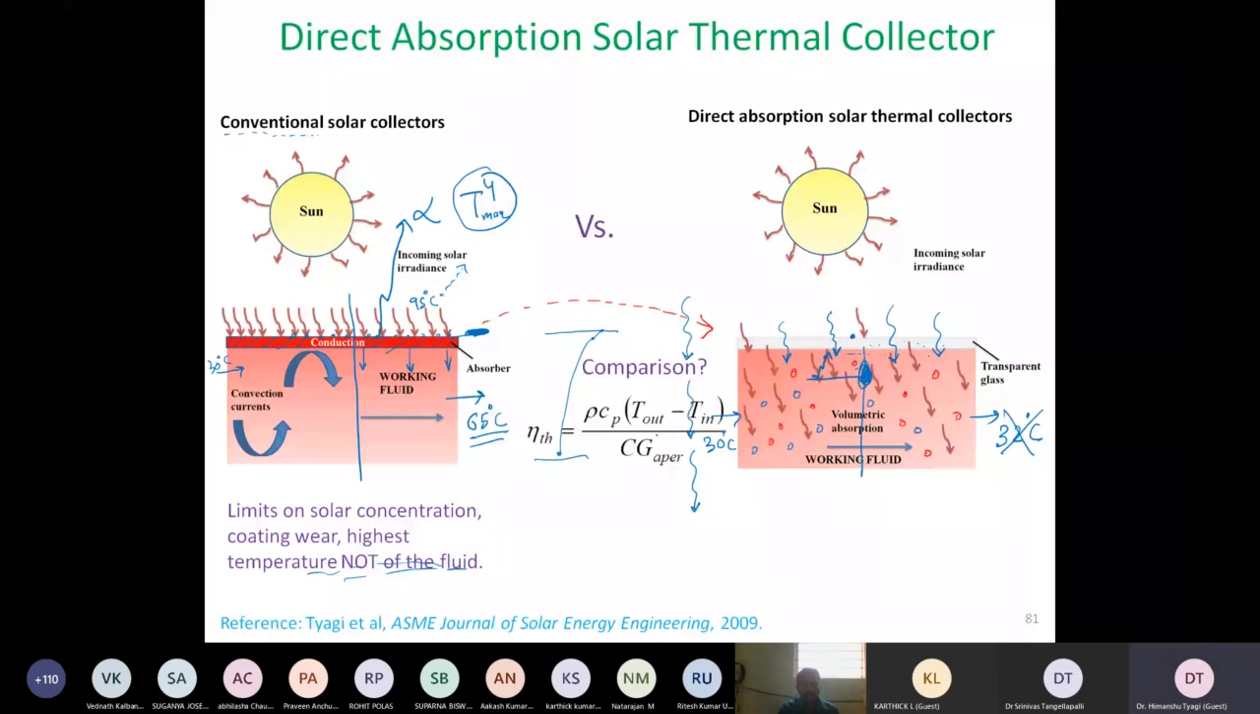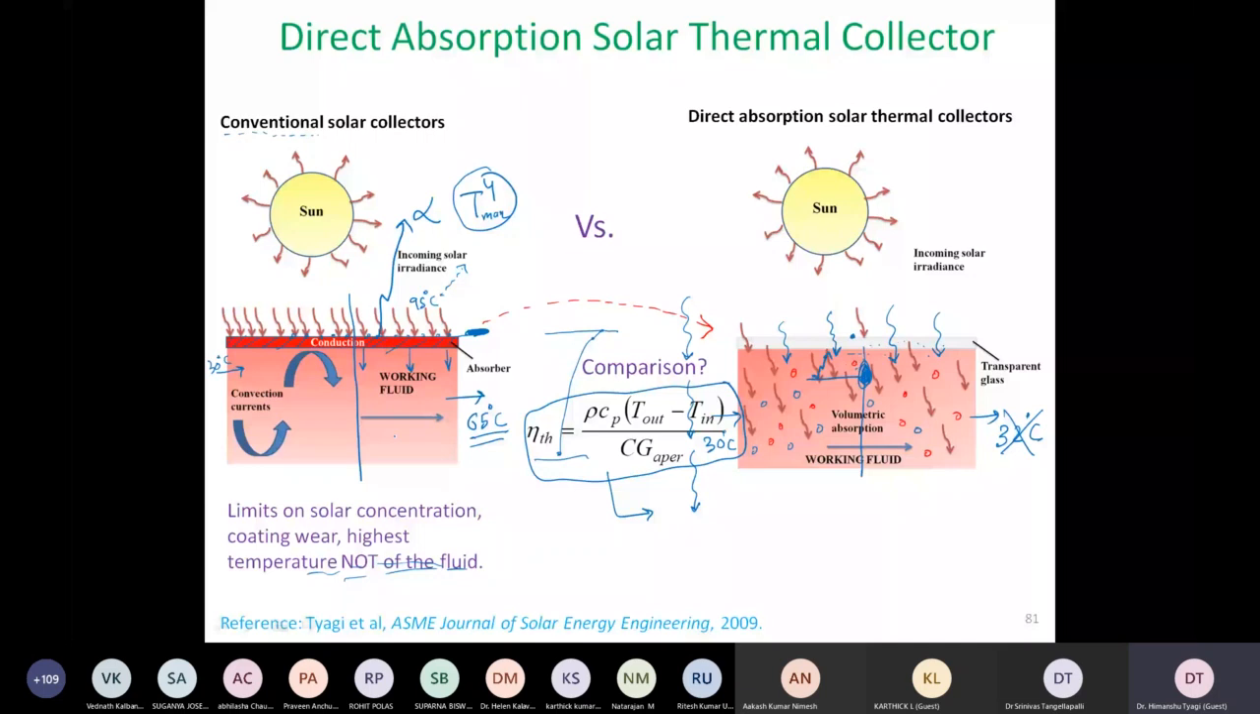So this is the research area that we are currently working in. We are seeing, under certain simulation and experimental conditions, that in some cases the efficiency for the volumetric absorption, which contains nanoparticles, is significantly higher than that of the surface-based absorption. And I'd like to present some of those results over here. I want to share them with you.